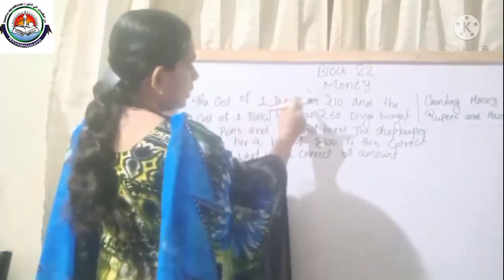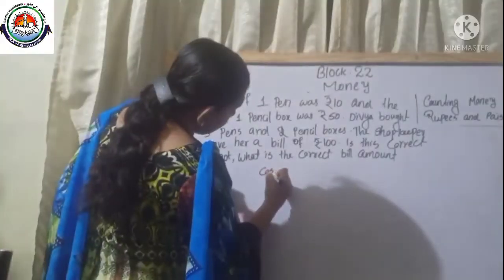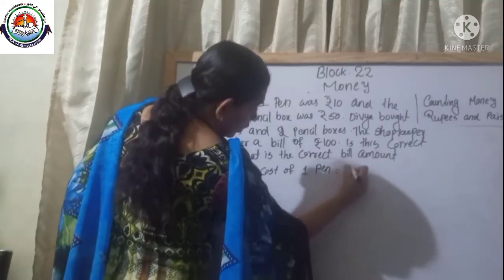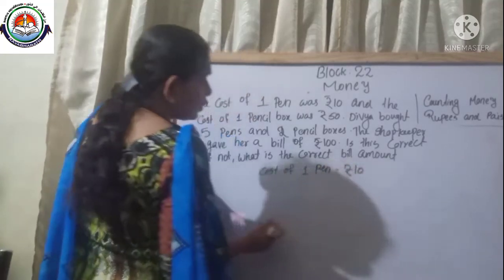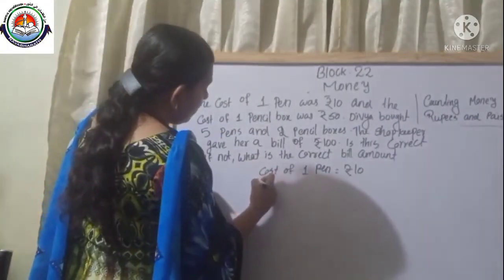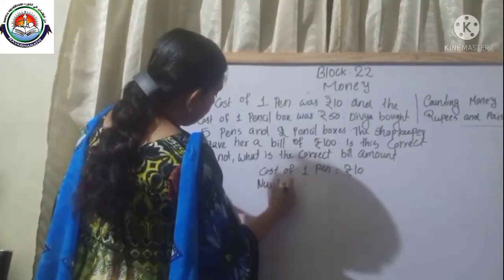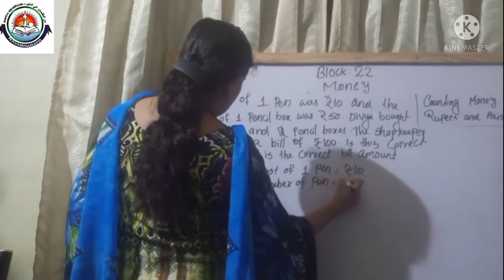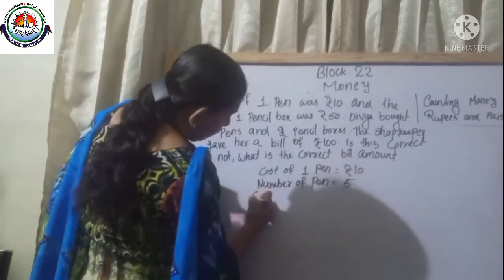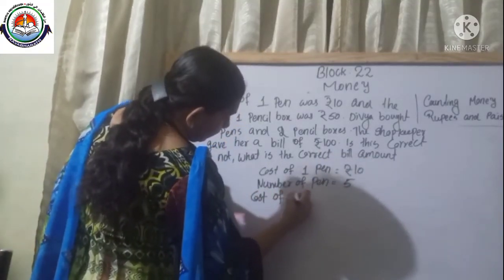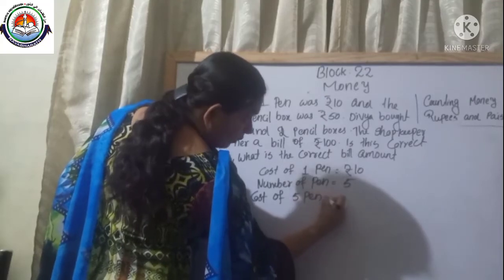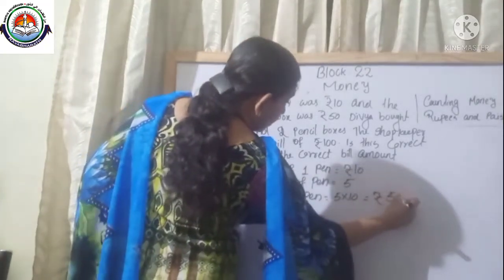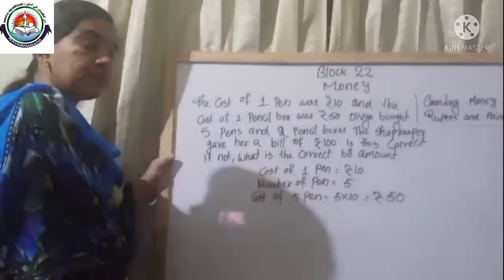So first, cost of 1 pen, rupees 10. How many pens did she buy? Yeah, number of pens is equal to 5. Then cost of 5 pens is equal to, how do you get it, 5 into 10, rupees 50. Okay, 5 pens cost rupees 50.